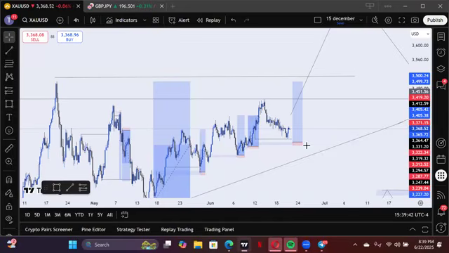But when you're not sure of the direction of the market, you will keep getting stopped out, trading opposite of where the market is going. And that is the worst kind of stop loss to hit.